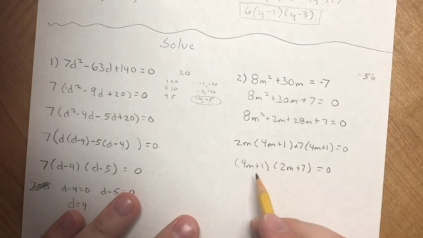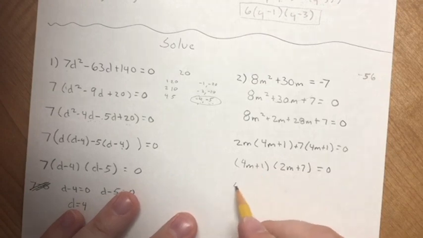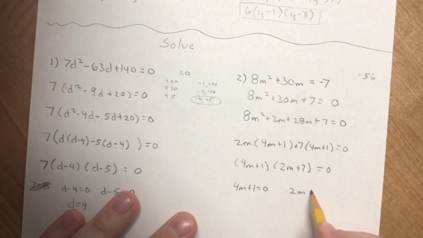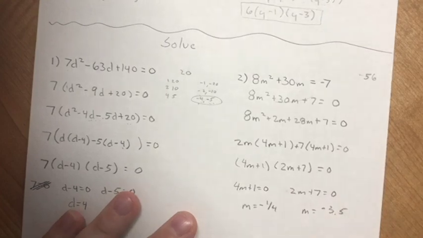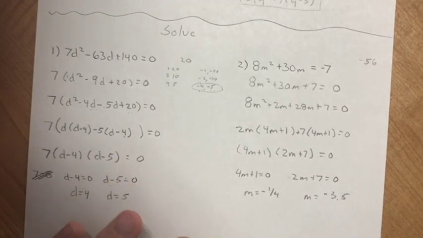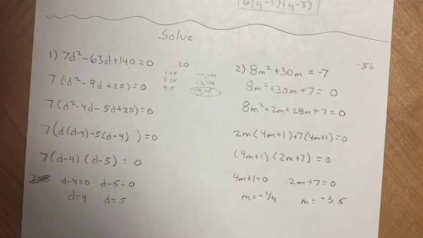Now that I've done that, I can move on into step 5, and I can say 4m plus 1 is equal to 0, and 2m plus 7 is equal to 0. This would give me m is equal to negative 1/4, and this would give me m is equal to negative 3.5 when I solve this out. And that's how I do this particular type of problem.